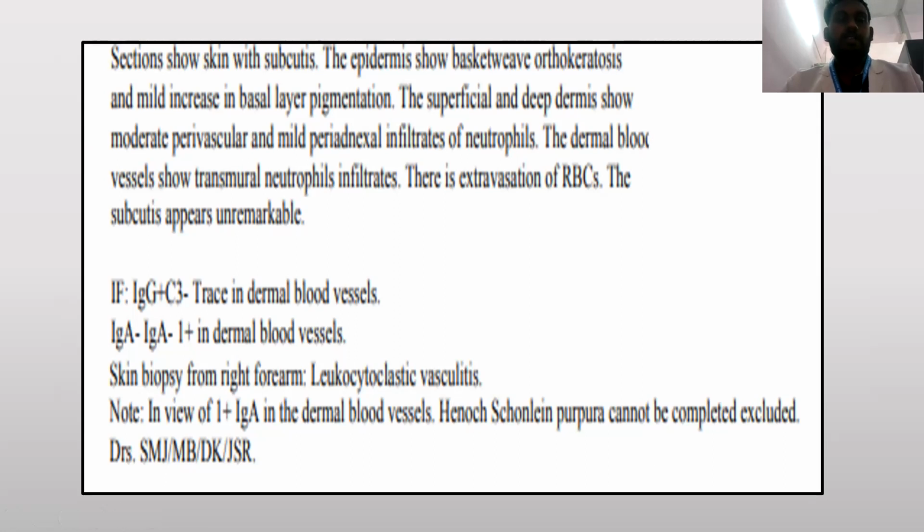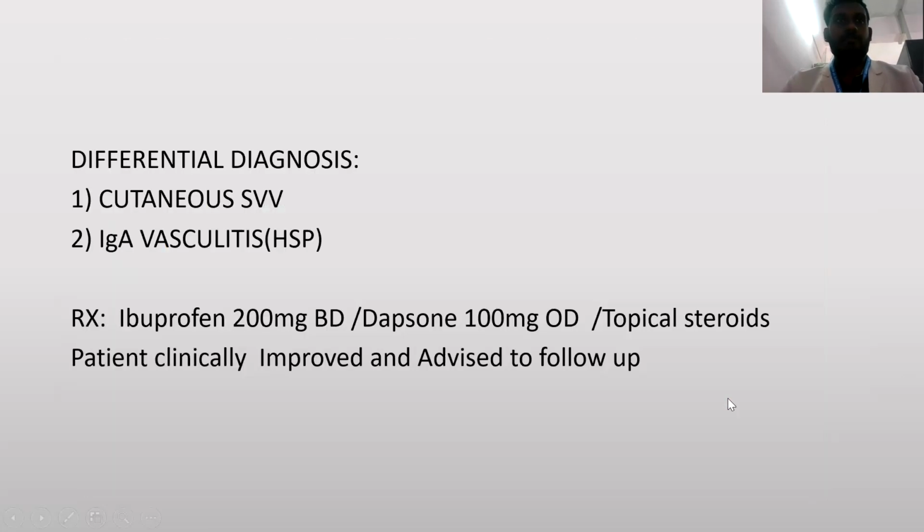So since IgA was also positive in this case, HSP cannot be completely ruled out. So what are the differentials here? Cutaneous small vessel vasculitis as well as IgA vasculitis, that is HSP. So treatment will be ibuprofen and topical steroids.